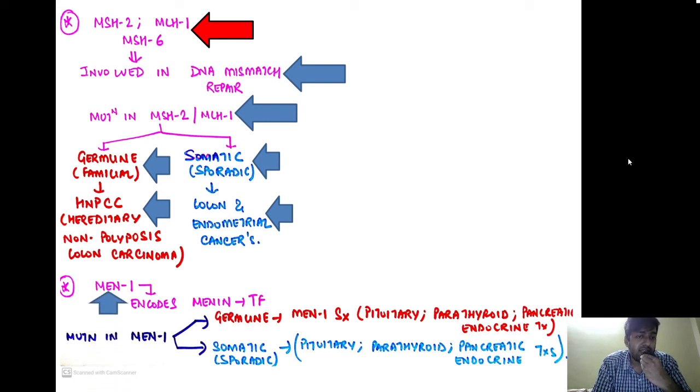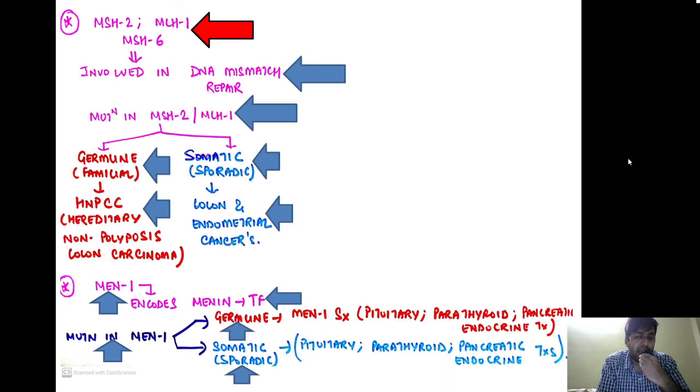The next tumor suppressor gene is MEN1, which encodes a protein called menin, which acts as a transcription factor. So mutation in MEN1, if it is in the germline, leads to MEN1 syndrome, which is characterized by pituitary, parathyroid, and pancreatic endocrine tumors. Similarly, the somatic or sporadic mutations lead to pituitary, parathyroid and pancreatic endocrine tumors. The only difference is that in the germline, one of the hits is already present since birth, and just another hit takes very little time. So the germline mutations present far earlier as compared to the sporadic or somatic mutations.